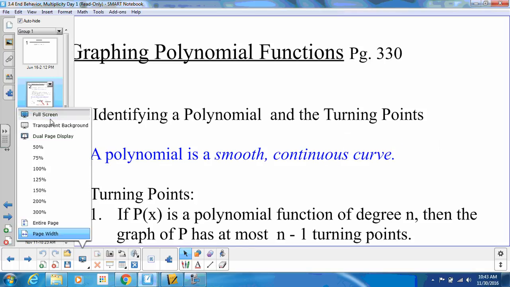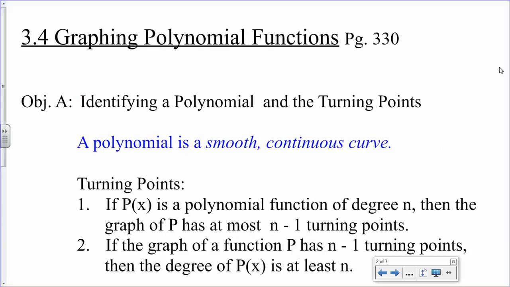Okay, so 3.4. 3.4 is about graphing polynomials. We're going to do most of the graphing part tomorrow. We're just going to talk a little bit about the graphs. Some stuff we kind of already know.